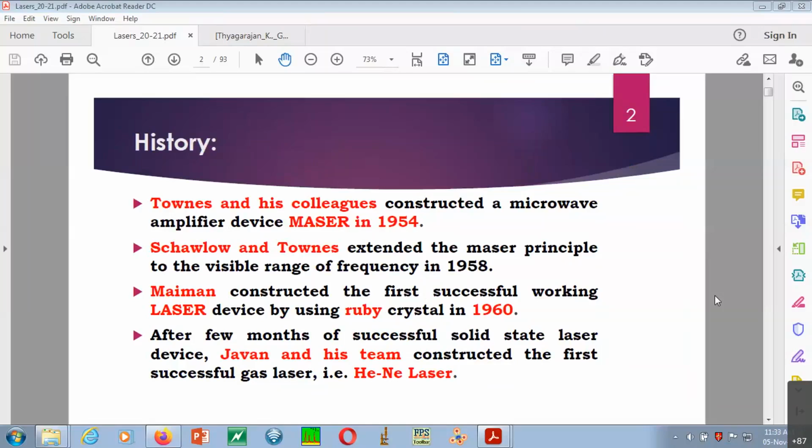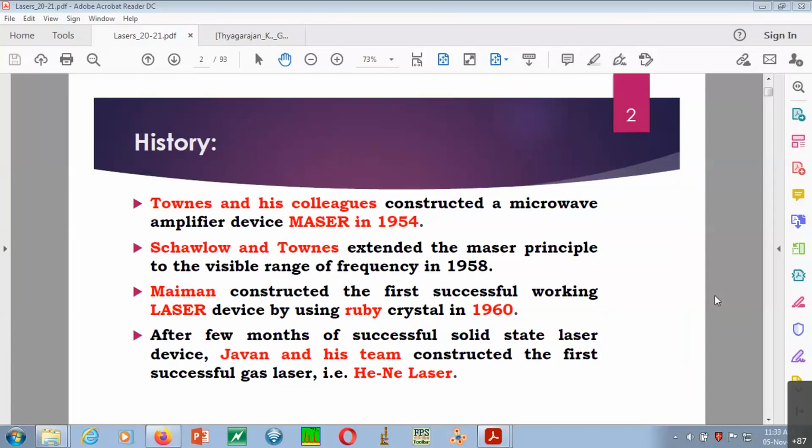These two scientists extended the working principle they had for microwave devices to light, in the sense of the visible range of the electromagnetic spectrum, in 1958. So you see the year-wise difference. In 1954 they had the Maser, then in 1958 they had laser light. Now they have just given the principle, the idea that laser light can also be generated if we work on a similar principle to what Maser devices were working on.